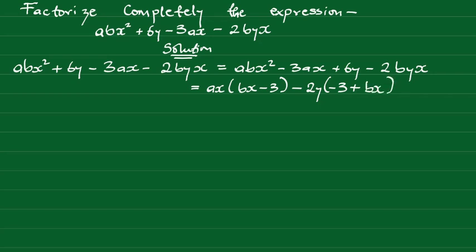bx, bracket closed. Now, this ends up giving us equal to bracket open bx minus 3, bracket close, bracket open, ax minus 2y, bracket close, as our final answer. Thank you.